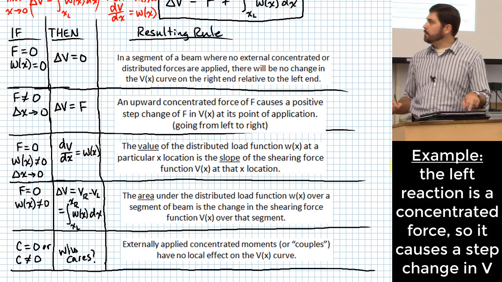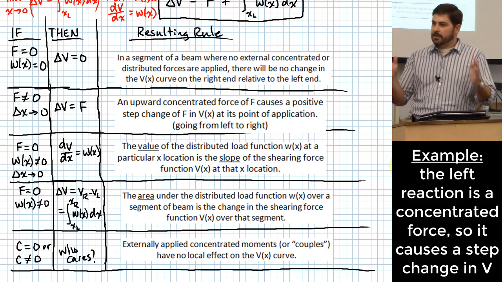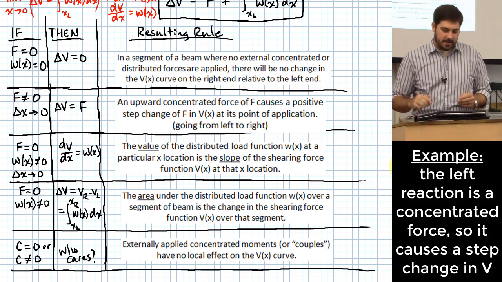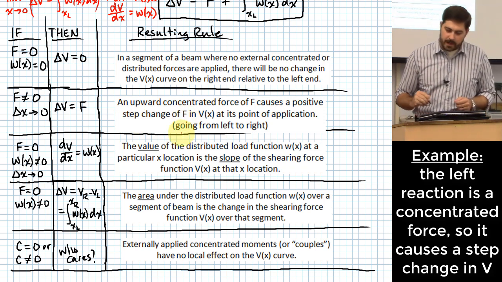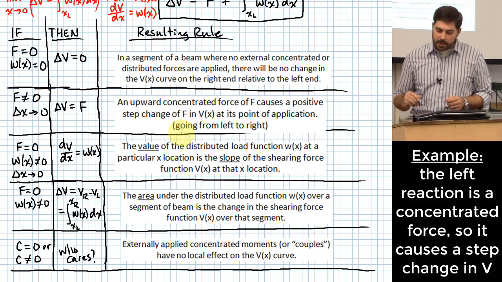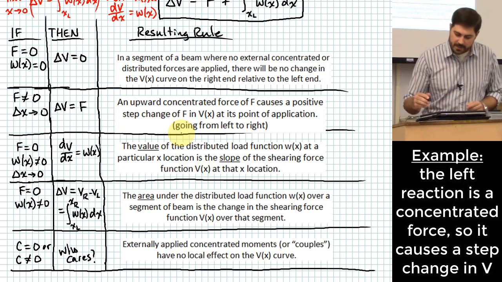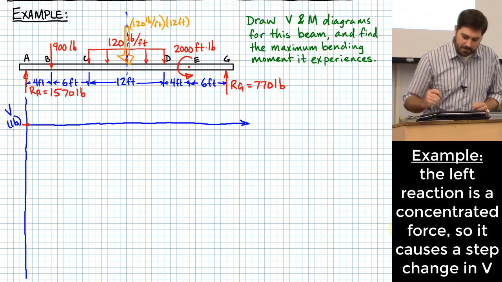Which of these rules would be applicable here? Okay. F is not equal to 0 and delta x goes to 0, meaning right there at this point where this force is being applied, I'm going to have a step change of F, right? An upward concentrated force of F causes a positive step change of F in V of x at its point of application. What does that mean on this diagram?